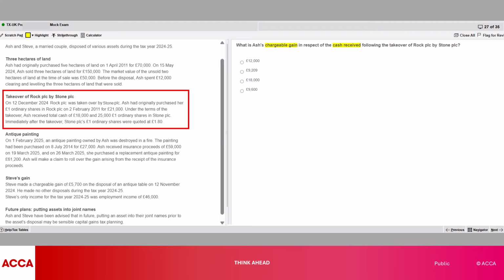Rock is taken over by Stone. Ash had originally purchased shares in Rock for £21,000, and Ash is going to receive a mixture of £18,000 of cash and 25,000 shares in Stone plc in exchange for the original shares in Rock. And then we've got the value of the shares in Stone immediately after the takeover. Now, to work out what's going on here, let's just look at a little diagram.